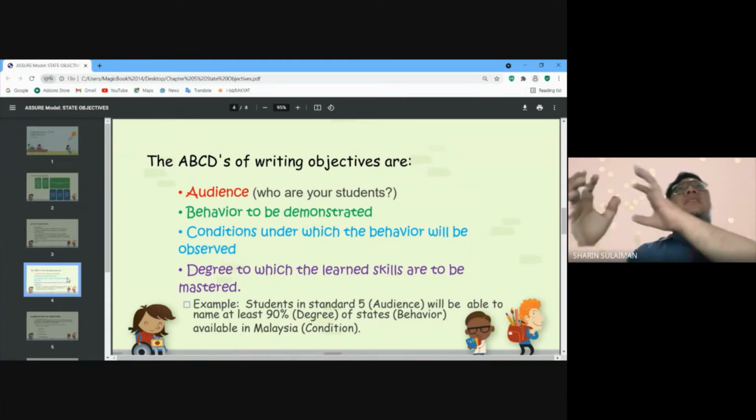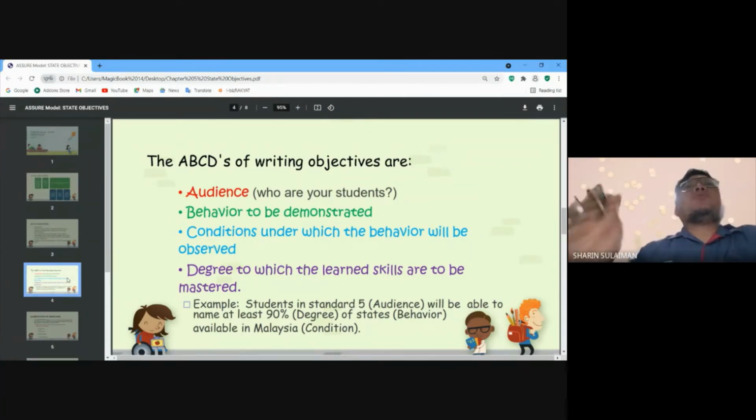Then you have to mention the behavior to demonstrate. As I said earlier, the student should be able to: to understand, to analyze, to determine, to discuss, to elaborate, to demonstrate. Then you need to do something, and that something is a behavior. What behavior do you need to show, what action will be taken, as an ingredient in writing an objective.